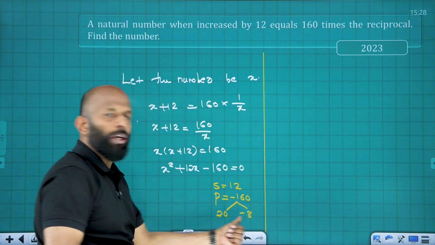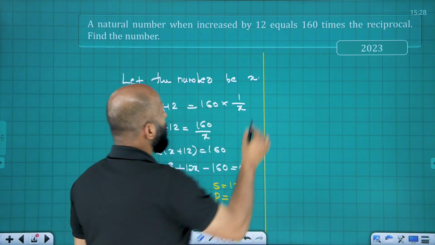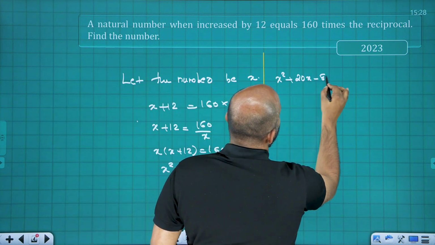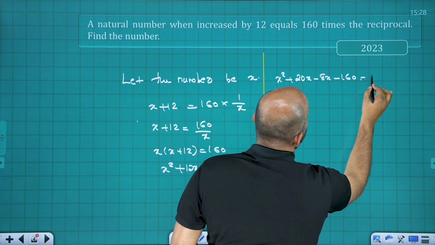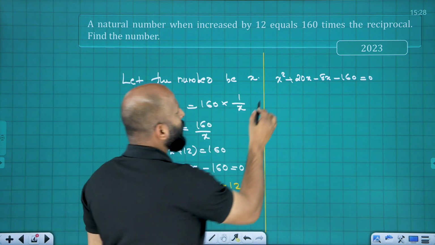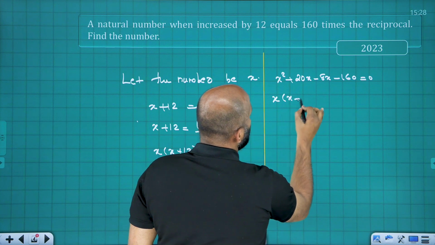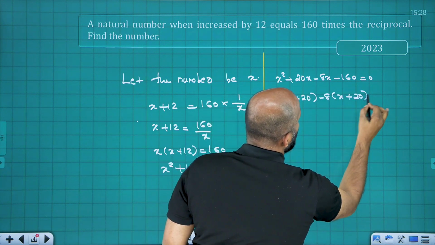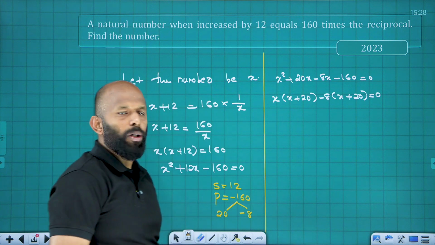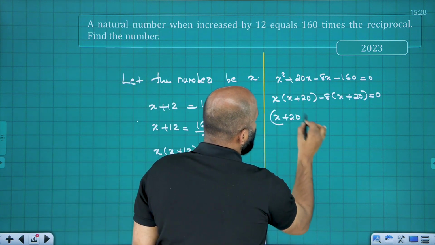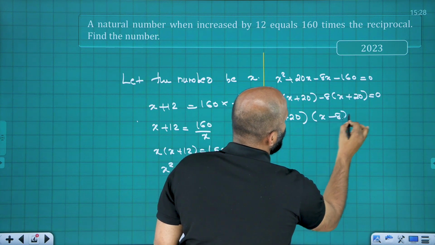Now using these two numbers, we can split the middle term. x square plus 20x minus 8x minus 160 is equal to 0. From the first two terms, I can take x common out. x into x plus 20, minus 8 I can take common, x plus 20 is equal to 0. Now, x plus 20 we can take common out. x plus 20 into x minus 8 is equal to 0.